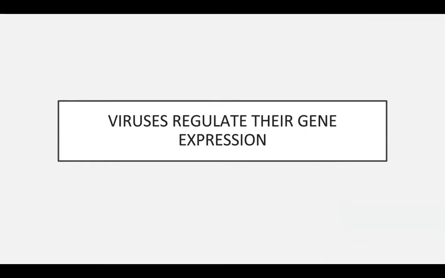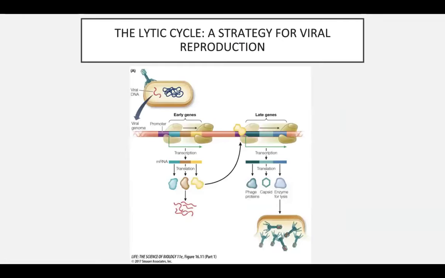So how do viruses regulate their gene expression? You have virions, which are acellular. They're usually composed of only nucleic acids and a few proteins. And then you have host cells that help viruses carry out metabolic functions while they reproduce. The first is the lytic cycle, which is a strategy for viral reproduction.